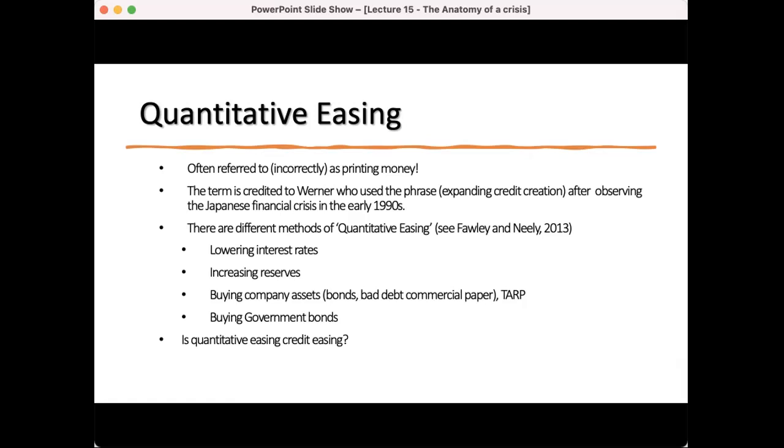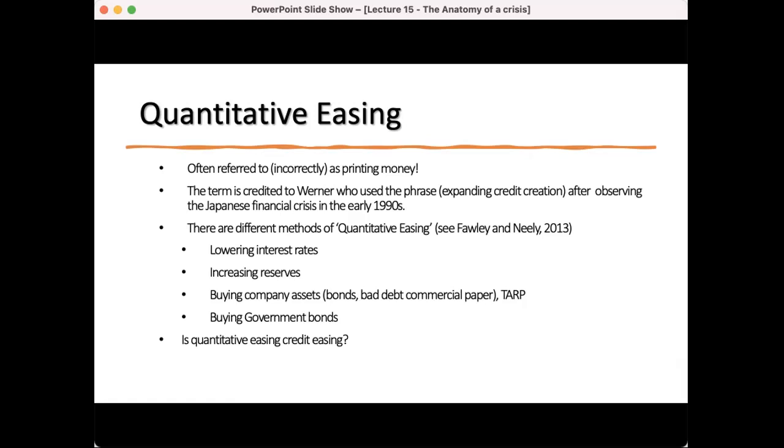There are different methods of quantitative easing, okay? Lowering interest rates is a method of providing additional money to the economy. Increasing reserves will do it. But buying company assets, bonds, bad debt, commercial paper, TARP, as it's known, the Troubled Asset Relief Program, and also buying government bonds. And there is a mix between all of those that various central banks did in order to be able to engage in quantitative easing.